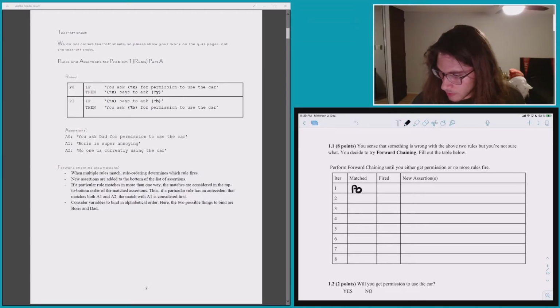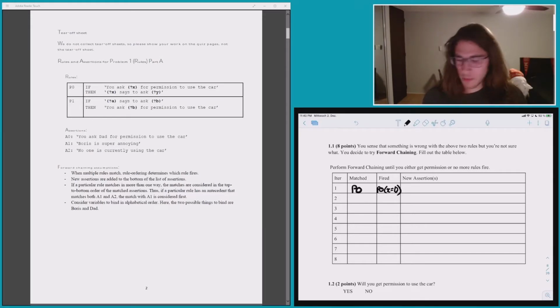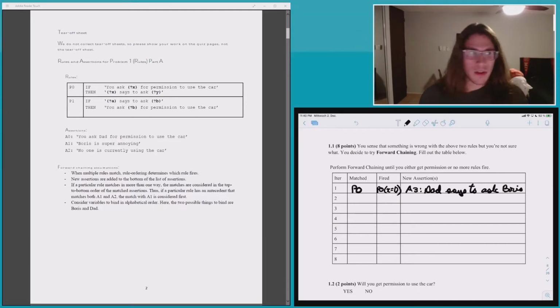So to start writing, P0 is the one that fired, with X being bound to dad. I'm going to abbreviate it to the first letter, either a D for dad or B for Boris, because I'm a bit constrained for space here. And that produces assertion 3, that dad says to ask Boris. Okay. And now let's try again for round 2.